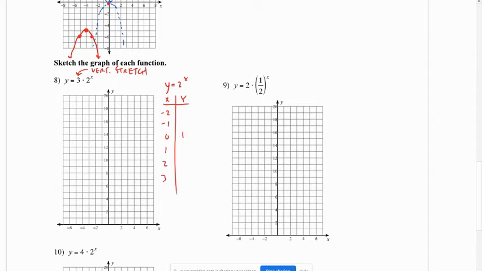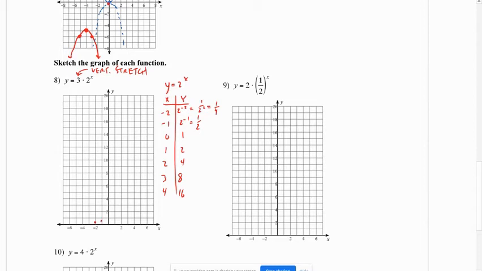2 to the 0 is 1. 2 to the first power is 2. 2 to the second power is 4. 2 to the third power is 8. 2 to the fourth power is 16. 2 to the negative first power, that's 1 over 2. Remember, when you have a negative exponent, that means you move it to the denominator or to the opposite position. So that's going to be the point (-1, 1/2). 2 to the negative second is 1 over 2 squared, which is 1/4. And so if we go to (-2, 1/4), that's going to be really small.